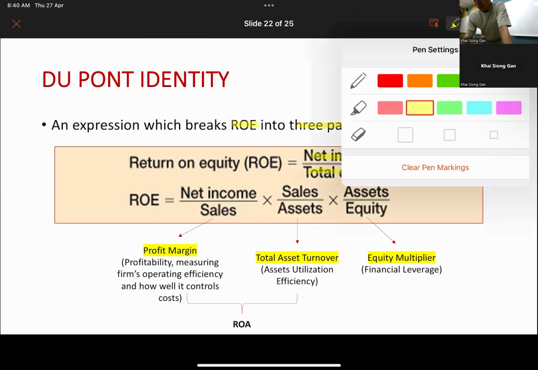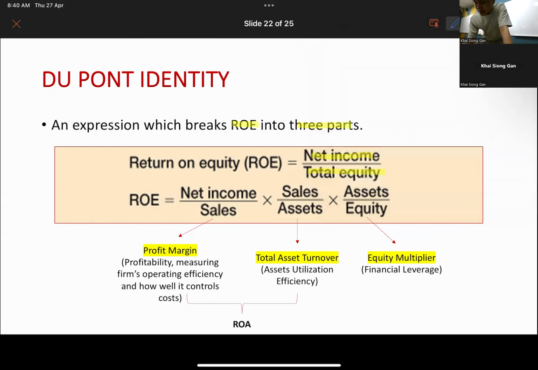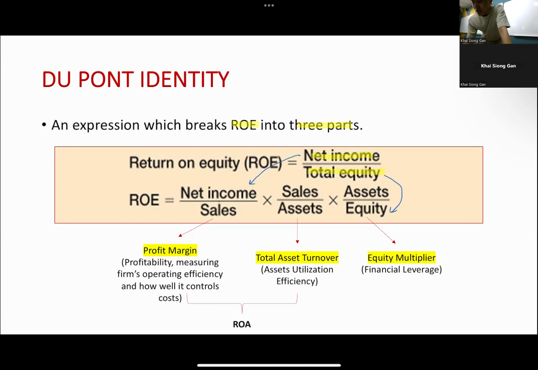Why? Because I can expand this ROE into three components. I can rewrite it as net income divided by sales, times sales divided by assets, times assets divided by equity. So you can see my numerator here is from the numerator here, and my denominator here is from the denominator here. So we have three components over here, and each of these three components will tell us some information.